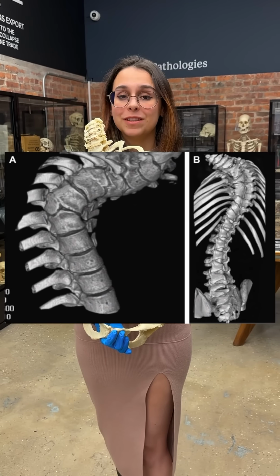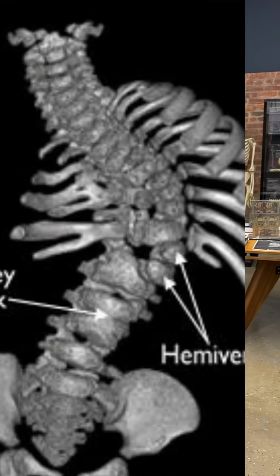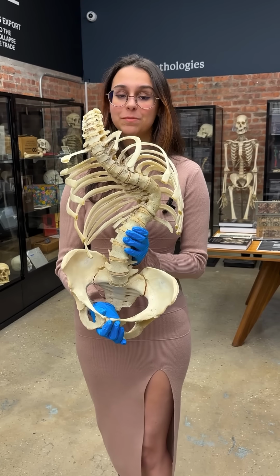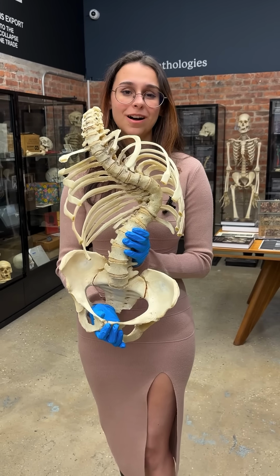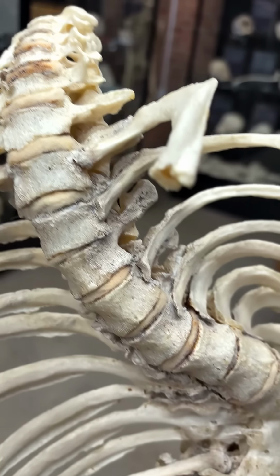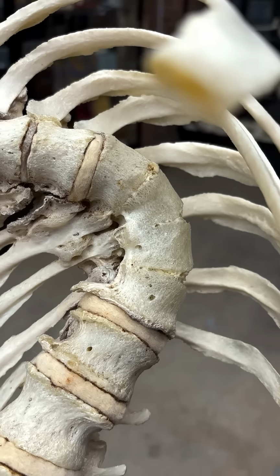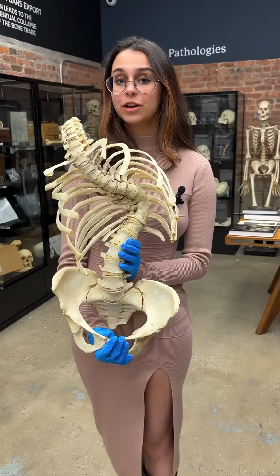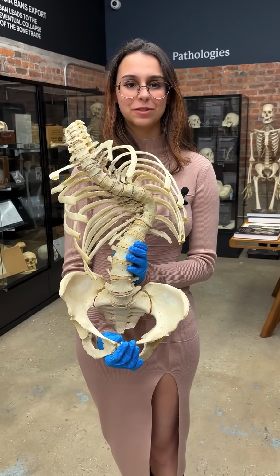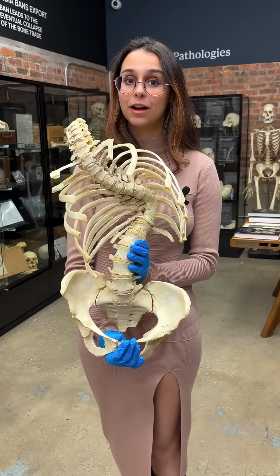Congenital scoliosis means that the curvature developed during fetal development. And idiopathic scoliosis just means that the curvature happened with no known cause. Idiopathic scoliosis is the most common type of scoliosis, making up 80 to 90% of all scoliosis cases. Now, idiopathic and congenital scoliosis can present very similarly, so how do we know the difference?